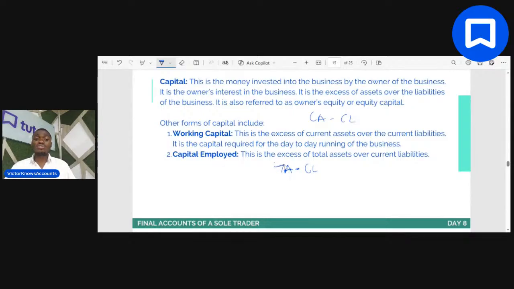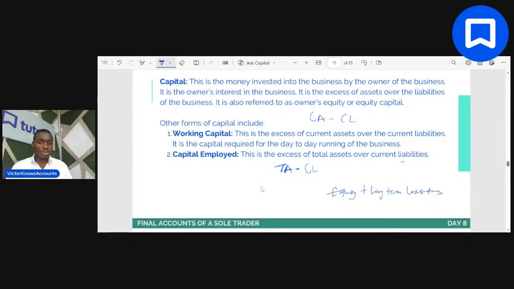So he's trying to say, where are we seeing money to finance our business? And there are two places where you see money to finance your business. You get money from the owner and you get money from outsiders. So that's why it is total asset minus current liability. If you do total asset minus current liability, what are the things that remain? Equity, which is from the owner of the business, owner's equity, plus long term liability.